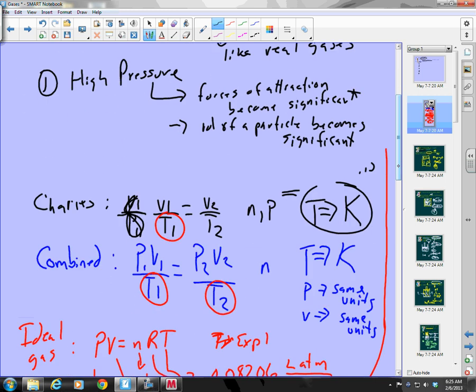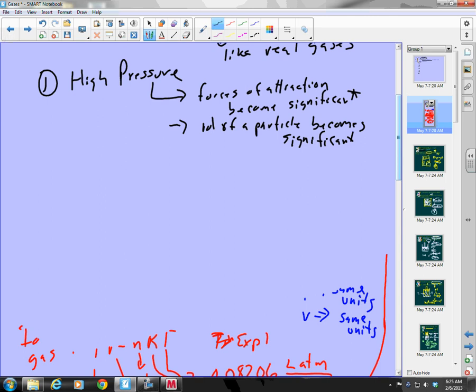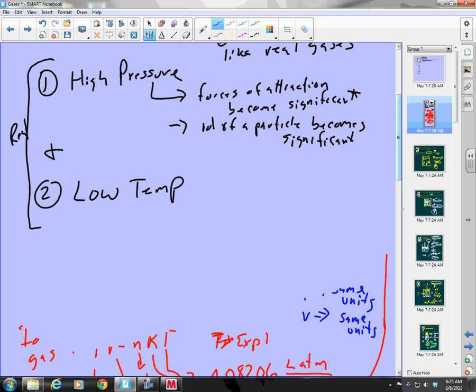Okay, so that's the first situation under which gases do not behave ideally. In addition to that, the other is at very low temp. So when do things act like a real gas? At high pressure and at low temp. Why at low temp? That means they have very low velocities, and once again, at low velocities, they get close to each other, and forces of attraction become significant.